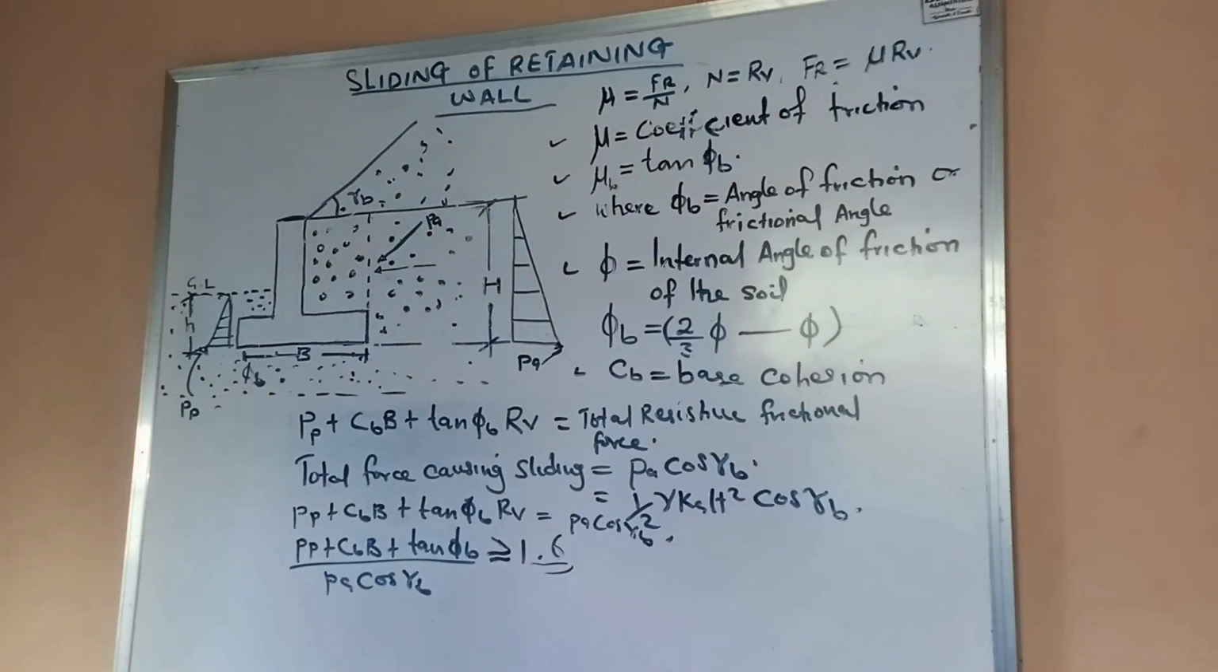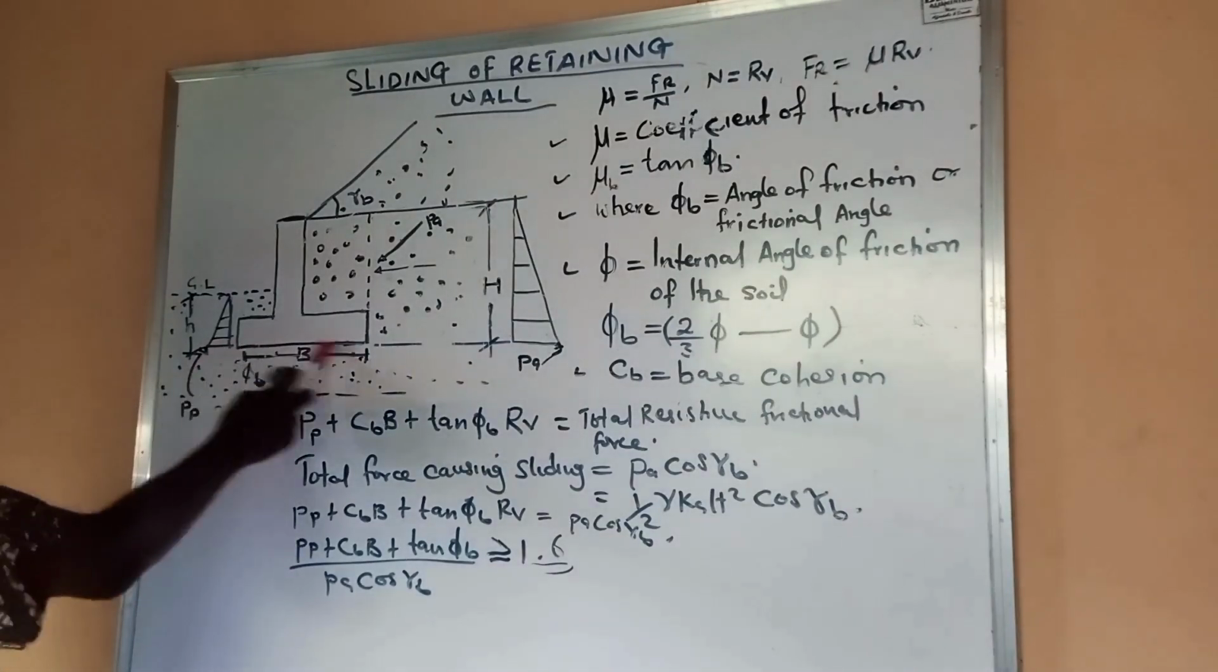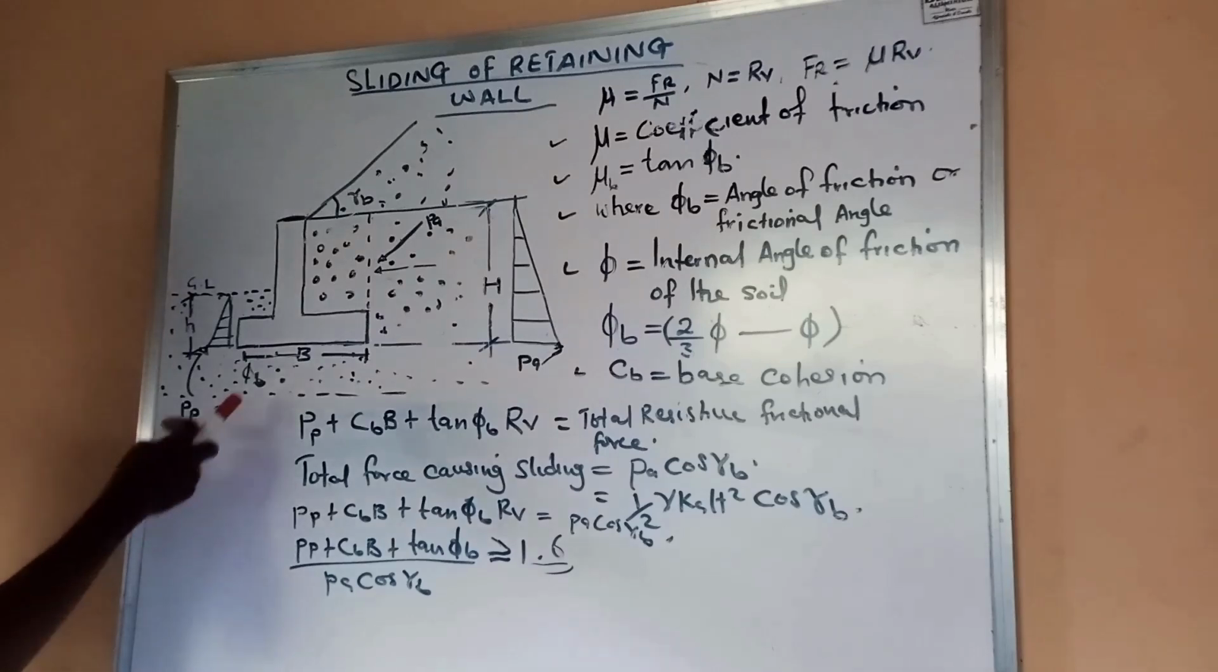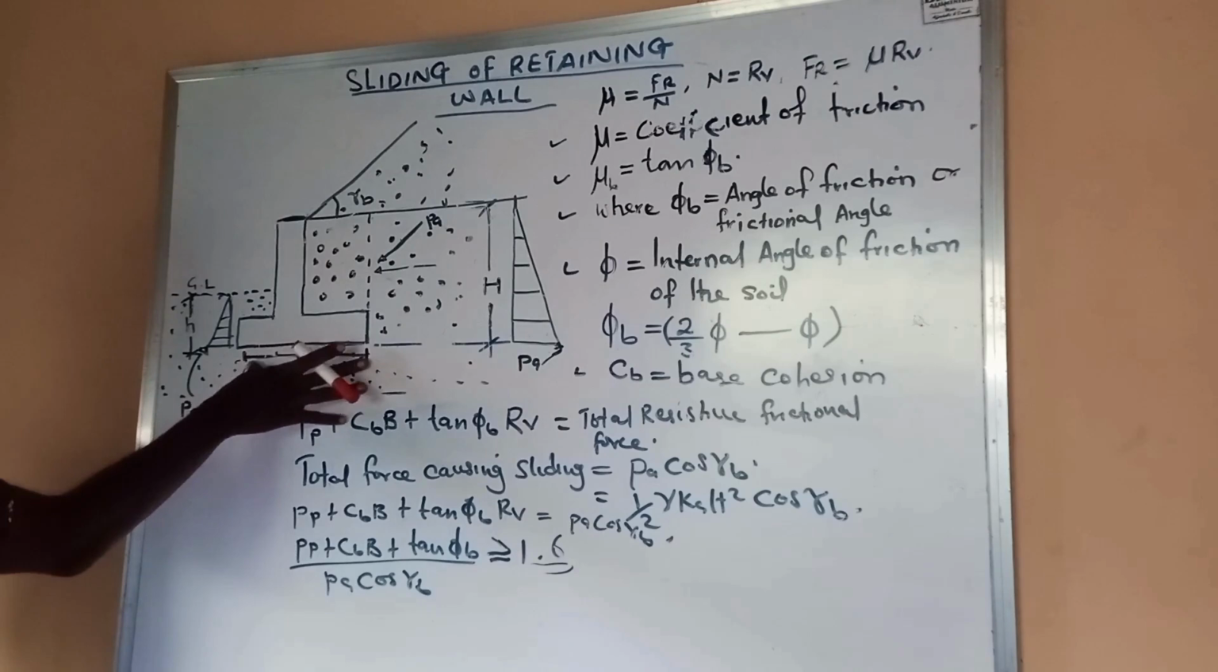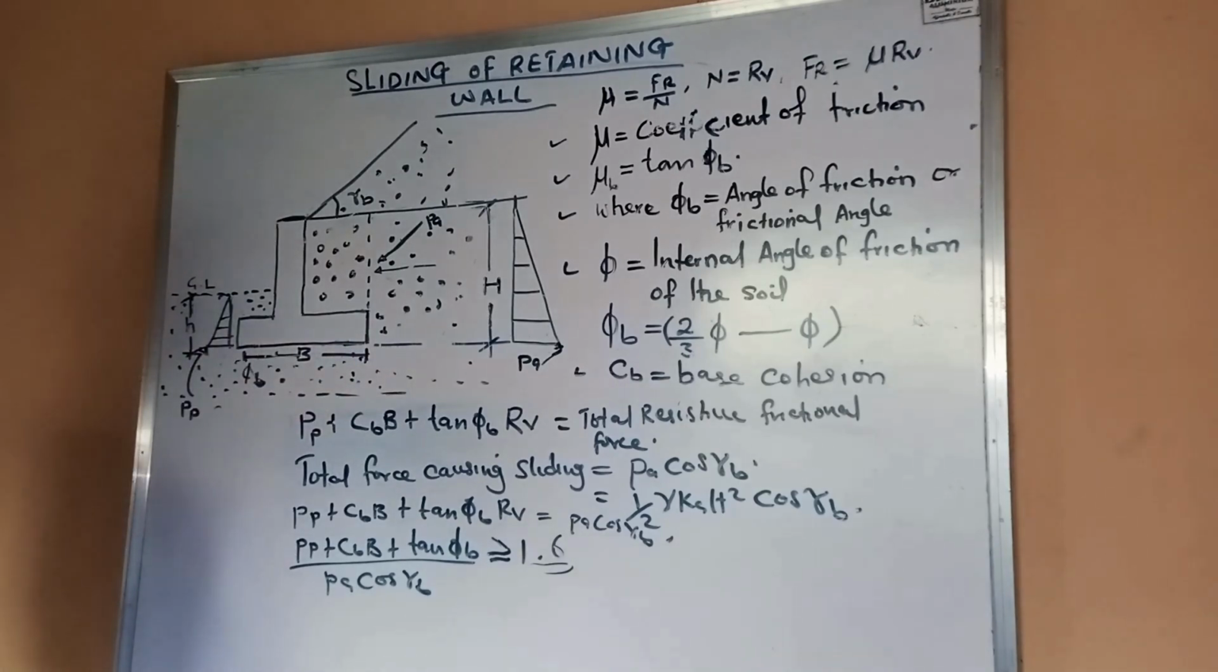We have the cohesive stress of the base soil. Let's call it CB. Now let's look at some of the parameters. Remember that for this retaining wall to slide, it needs to move against the frictional force at the bottom base, which is this point. So for it to move against friction at the bottom base, there must be some frictional resistance at the base. Now let's look at some parameters before we go into the formula.